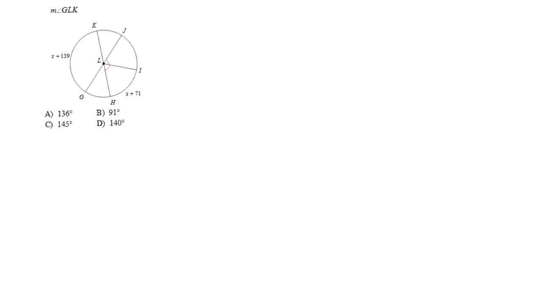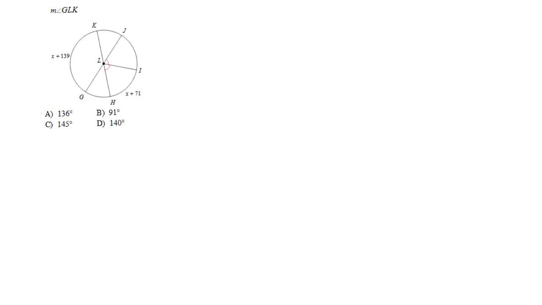Where that comes in handy is because this entire arc is going to be the same as that entire arc. So this intercepted arc from G to K is going to be the same as the arc from J to H. And that's based on, we've got a line going through here and a line going through there. So what happens is you have this whole angle and this angle. That's a vertical pair, so they're going to be congruent to each other.